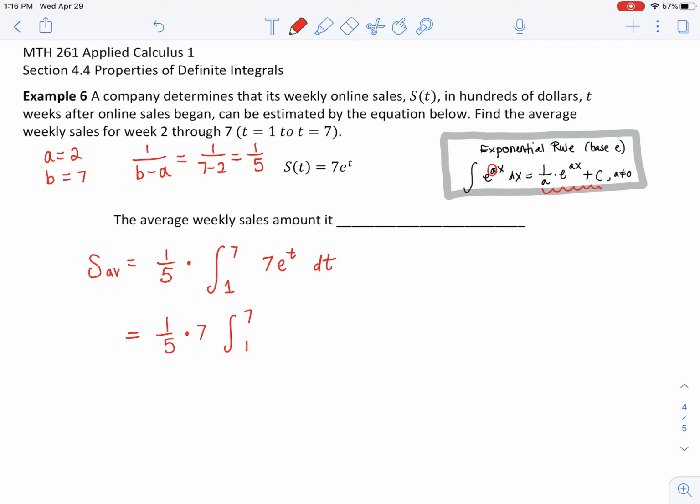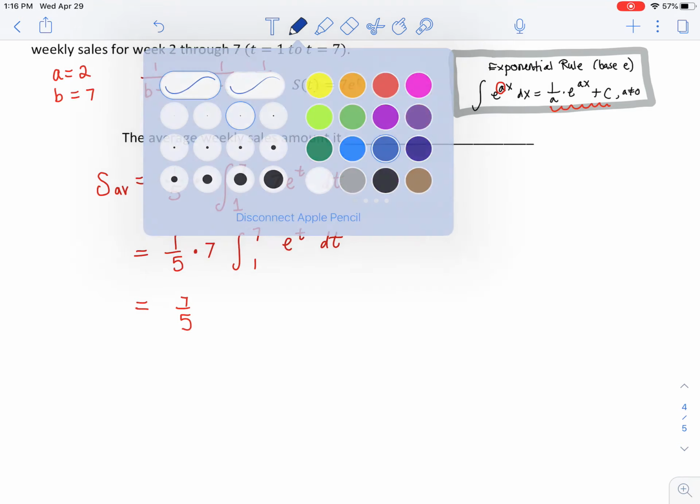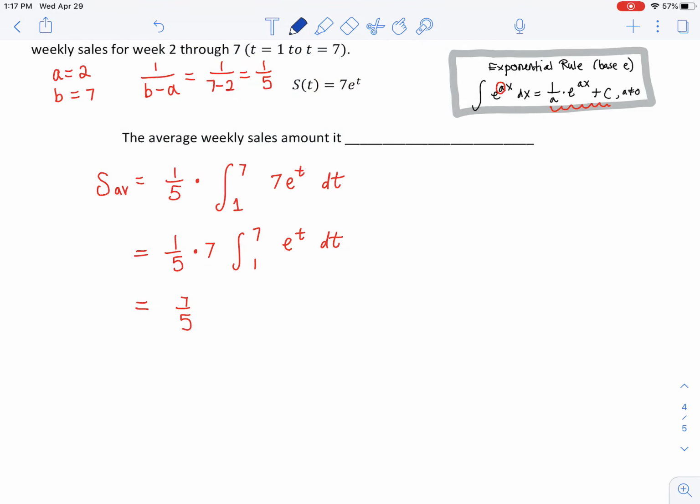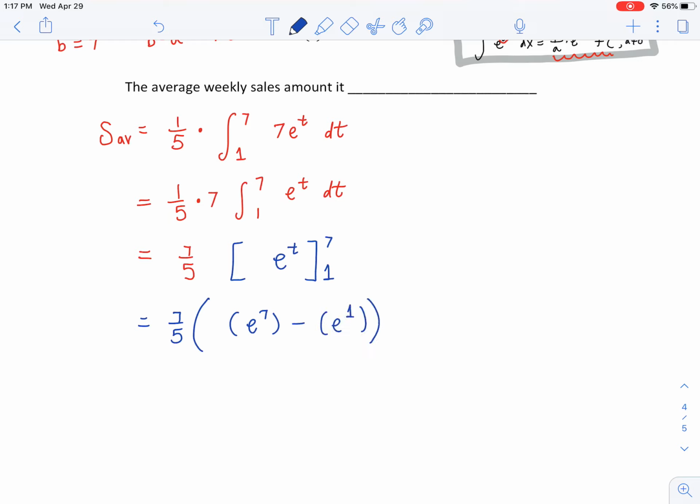So let's do that. I'm going to go ahead and bring out that 7 in front of it, and just integrate e to the t dt, okay? That is 7 over 5, and if I find the antiderivative of e to the t, that's going to be easy. That's just going to be e to the t. And the bounds that I must plug in are 1 and 7. All right. So 7 over 5, hang in there. We're going to have to plug in first 7 into this, and then subtract 1.